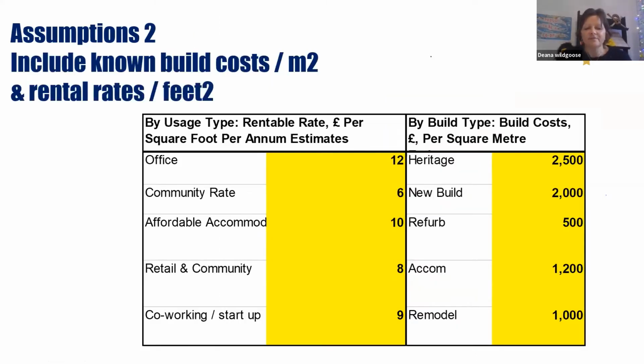Then the other area of assumptions is you make an assumption on what the rentable rates might be. So how much per square foot might you be able to rent that space out for? And you also make an assumption on what the cost might be. So when a builder says it's so much a square meter to build it, you make those assumptions and you can put those in there. Now they're already filled in, but once you're used to it, you can change those to what's relevant for you or in your area.